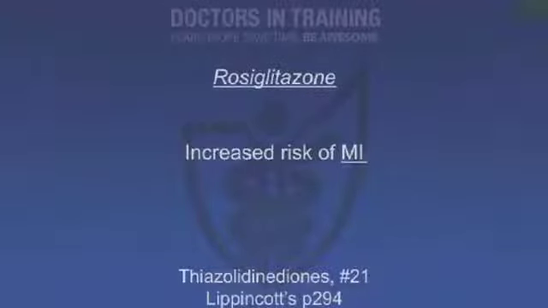rosiglitazone on a restricted access program so that it's only available to patients who are already taking rosiglitazone or patients who are not taking it but are unable to achieve glycemic control on other medications. And you have to document that you've discussed the risk of MI with these patients, and you have to enroll in the special program. So you can still prescribe it, but it's much more difficult than it used to be. Pioglitazone seems to be okay. There's no evidence of increased risk of MI with pioglitazone.